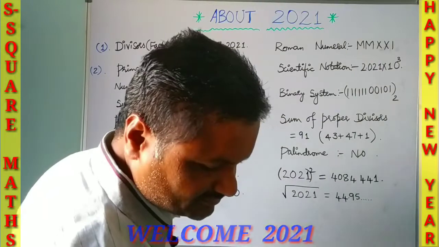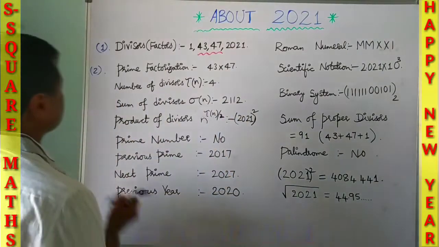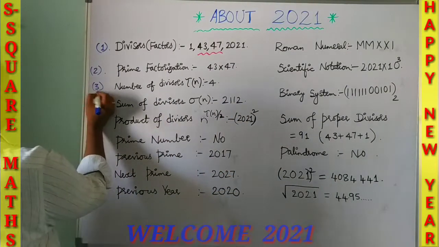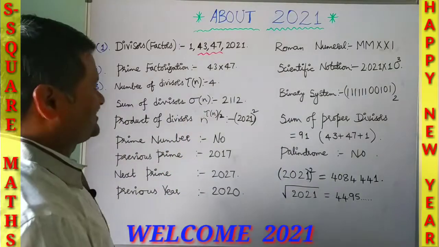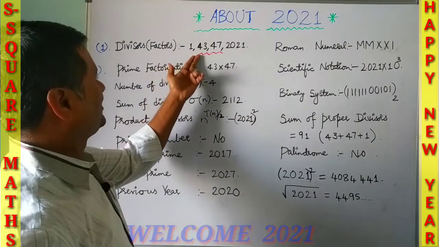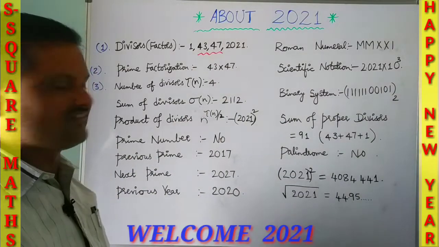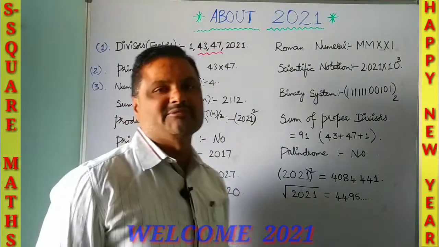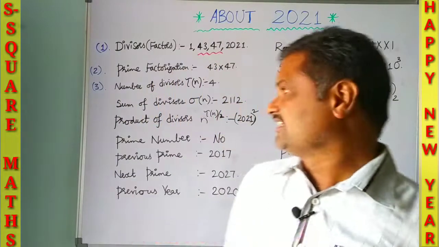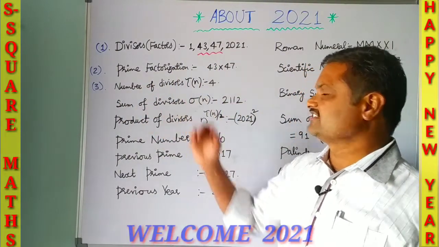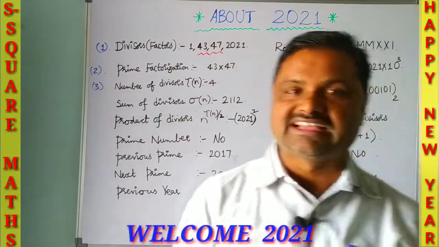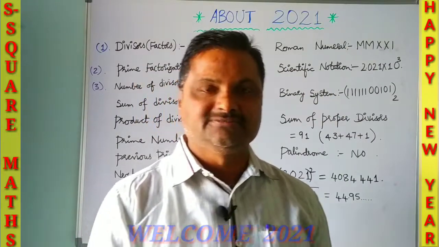Next, we have to go for number of divisors. So 1, 43, 47 and 2021. Obviously there are 4 divisors. In number theory, elementary number theory, the representation for number of divisors is tau of n. Okay, the Greek letter tau of n.